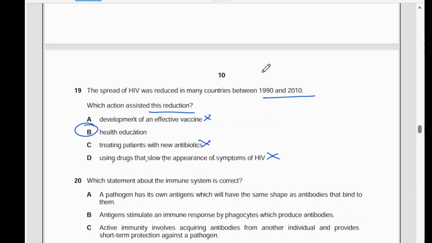Wait, wait. The word is antibiotics, and these are specific for bacteria, not for viruses. For viruses, there would be antivirals. Like for fungal infections, there would be antifungals. Antibodies are different, and antibiotics are different. You need to check the term. I hope it was antibiotic.